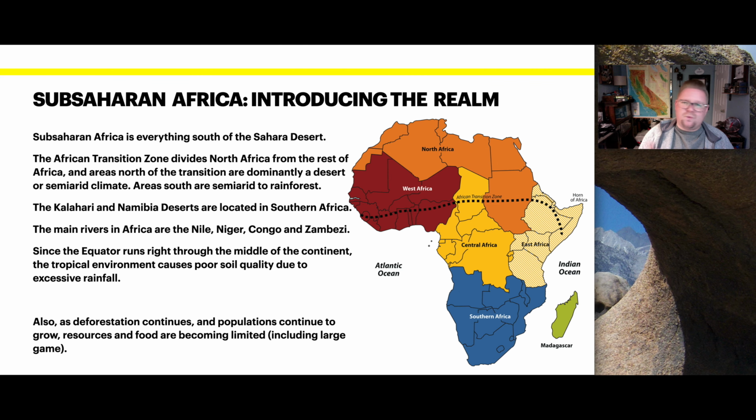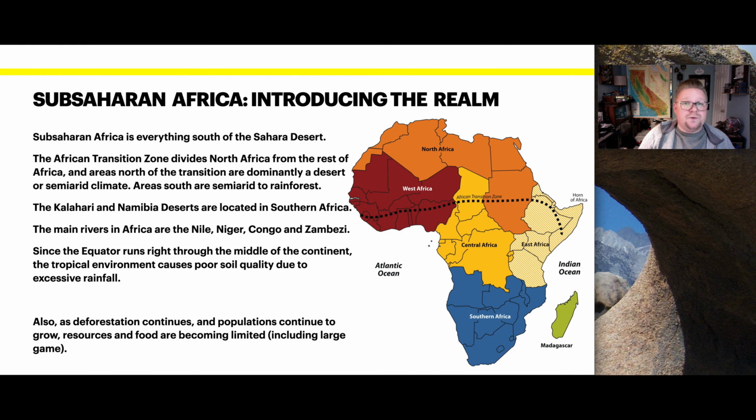Since the equator runs right through the middle of the continent, the tropical environment causes poor soil quality due to excessive rainfall. Remember that most areas that are categorized as a rainforest can get up to 200 inches of rain per year. In Los Angeles, we range between 14 and 16 inches per year, so a very dramatic difference. Also, as deforestation continues and populations continue to grow, resources and food are becoming limited, including large game. They're finding that a lot of the large game in Africa is being hunted for food.